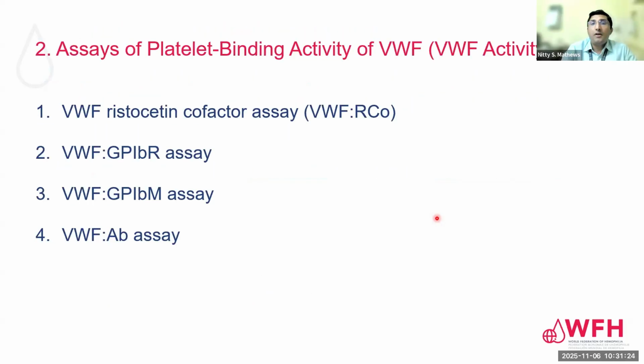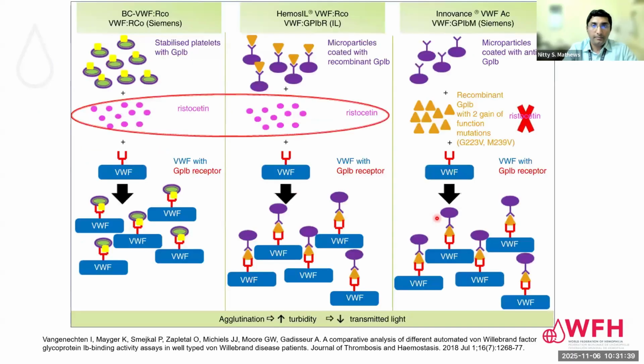When we look at the assays for platelet binding activity of von Willebrand factor, which are the von Willebrand factor activity assays, there are the ristocetin cofactor assay, the glycoprotein 1b-R assay, the glycoprotein 1b-M assay, and the von Willebrand factor antibody assay. I will try to explain the first three with the help of this figure.